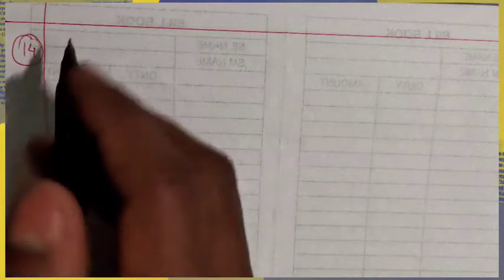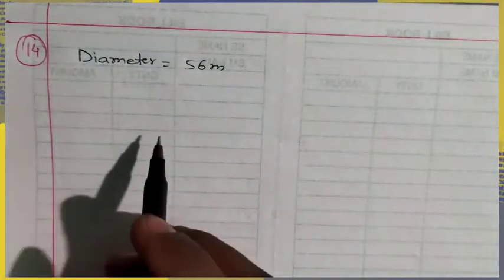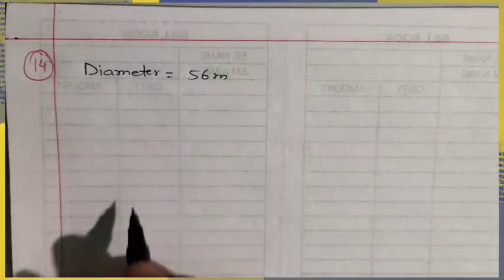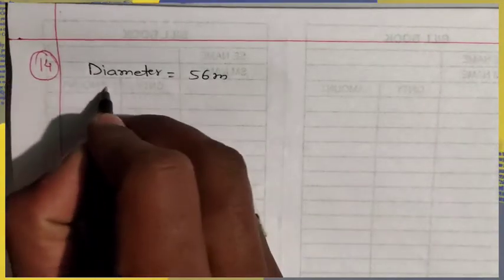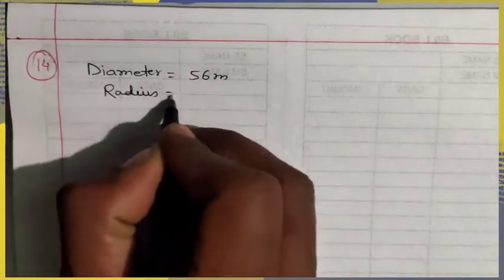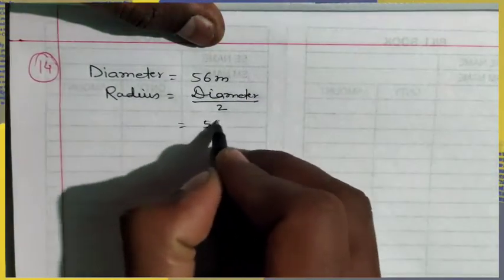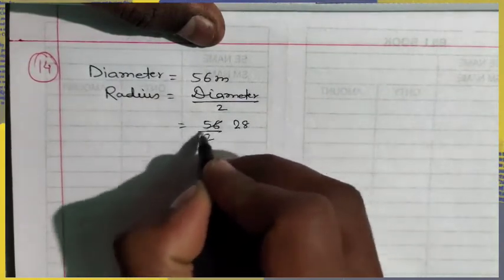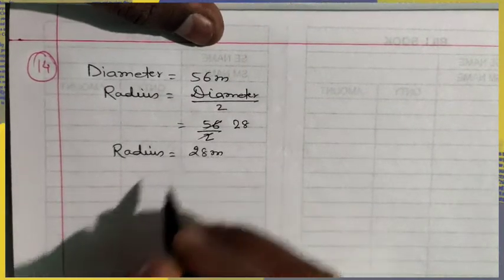Question number 14 is saying the diameter of a circular field is 56 meter. It means diameter is given. Diameter is 56 meter, and by the help of diameter we can calculate the radius also. Since diameter is just double of radius, the radius will be half of diameter. So radius is equal to diameter divided by 2, that will be 56 divided by 2. 2 2 ja 4, 2 8 ja 16. It means the value of radius is equal to 28 meter.